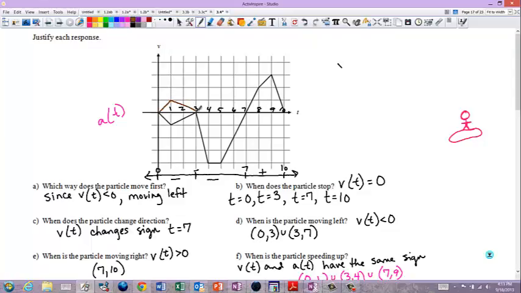1, 2, 3, 4. 1, 2, 3, 4. I didn't mean to choose brown. Nothing against brown. It's just not my favorite color. I typically choose brown.